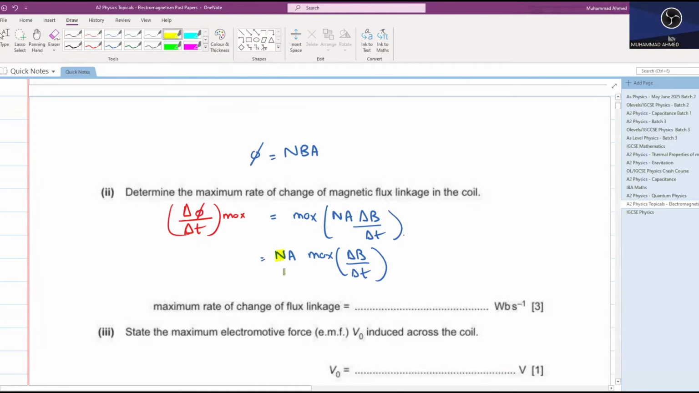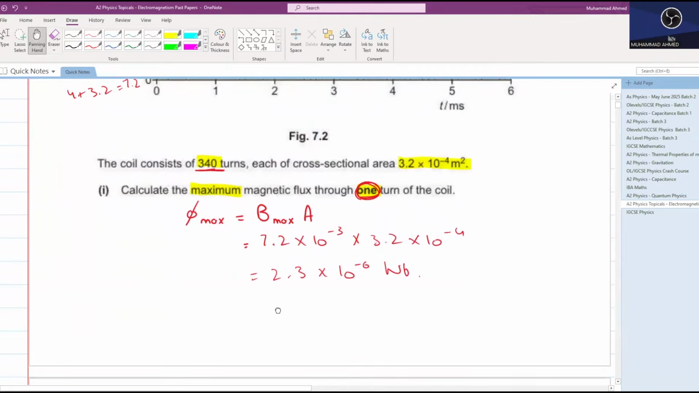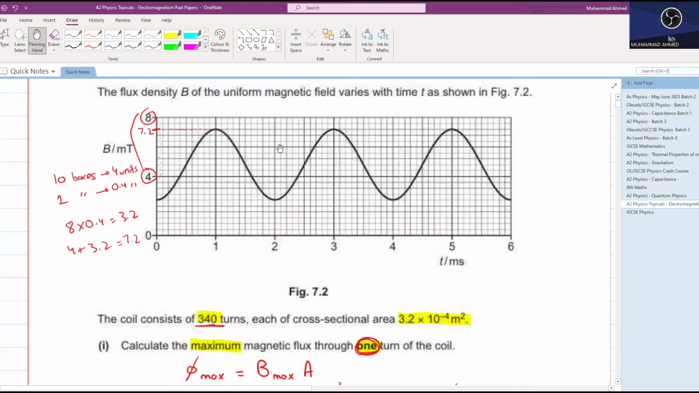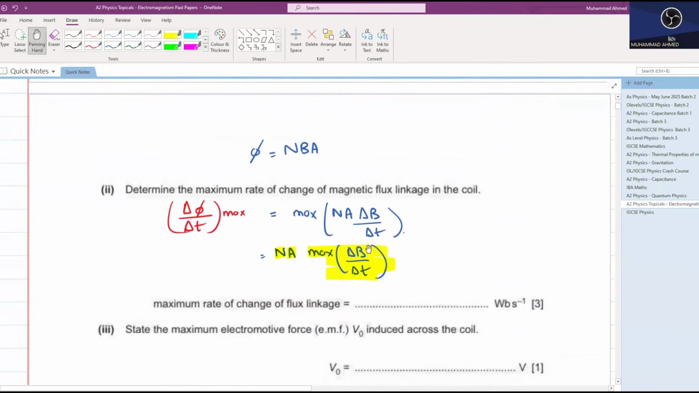You have your N, that is 340, you have your area. Can you calculate the maximum value of change in B over change in T? Yes, you can do that. How will you do that? You will go to the graph and see the maximum gradient here. The gradient of this graph is change in B over change in T. You have to calculate the maximum gradient on this graph, and then you will get your maximum change in B over change in T.